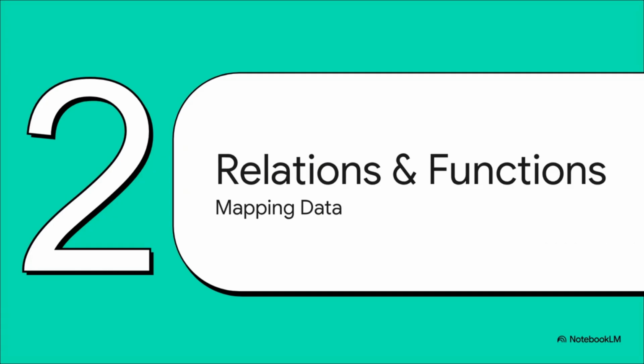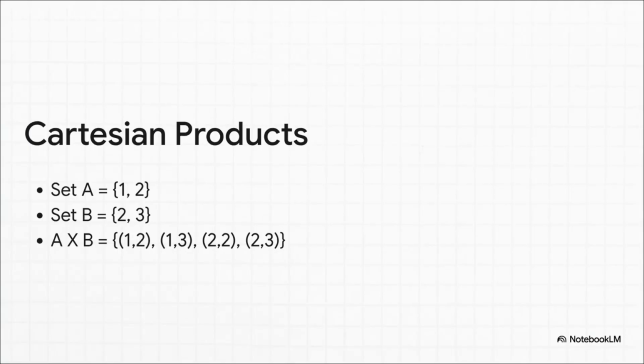Moving right along to Section 2, Relations and Functions. So we start with Cartesian products. Imagine two distinct sets of data points. Now visualize glowing lines shooting out, connecting every single element from set A to every single element in set B. If set A has elements 1 and 2, and set B has elements 2 and 3, multiplying them generates every possible ordered pair: (1,2), (1,3), (2,2), and (2,3). It's a totally exhaustive mapping.